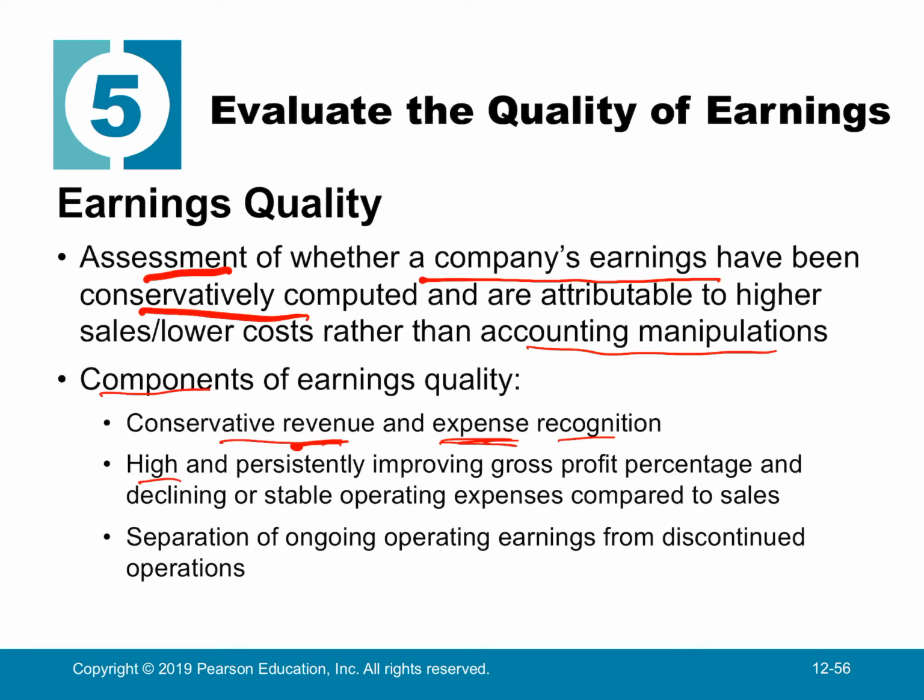So things we can look for, like a high and persistently improving gross profit percentage, that would be pretty good. Stable operating expenses or even declining operating expenses when you compare them to sales, that's also a great sign. Sales are going up and operating expenses are staying the same or maybe dropping. That's fantastic. More money to the bottom line and into the pockets of the owners of the firm.